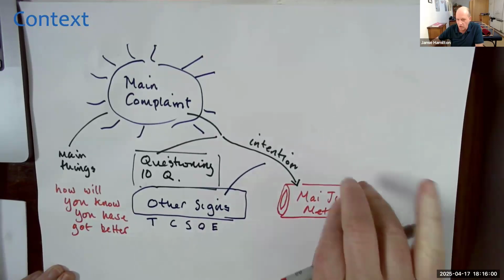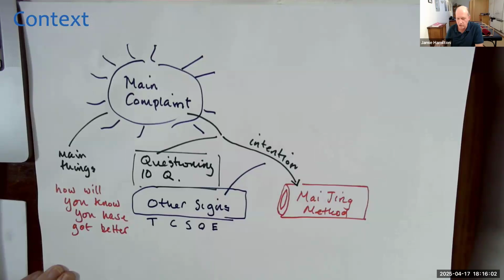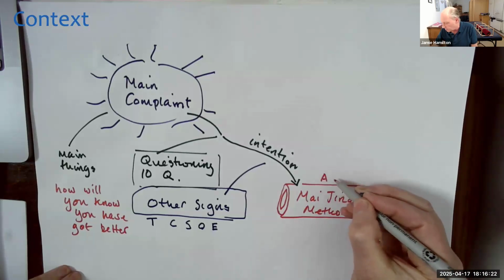So with our fingers on the artery, we have the question, what do I need? This is the intention to make somebody better. And this is the perfect way of setting up the pulse taking process. So obviously the Jing method has got layers, it's got 3 rounds of A, B, and C.